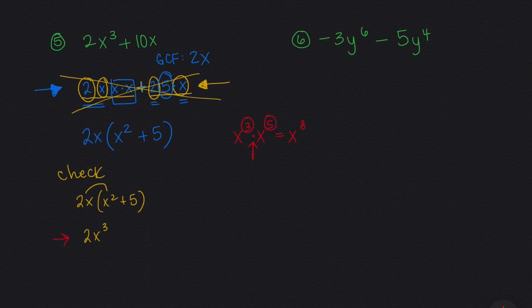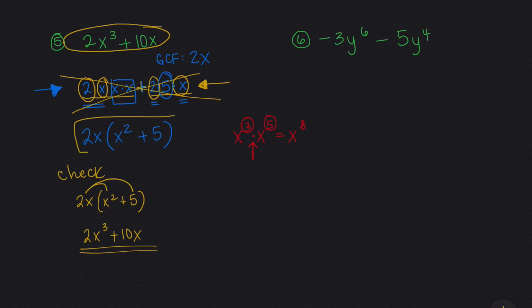The invisible exponent we cannot see on the x here is a 1, and we add that to the 2 and we get the exponent of 3. We can keep going with our distribution and we multiply 2x times 5, which gives us plus 10. Don't forget the x. If we compare this to our original expression, both are exactly the same. So our answer is correct. This is in factored form.